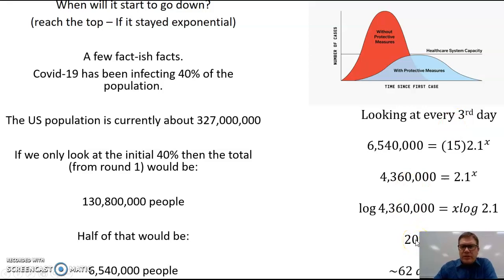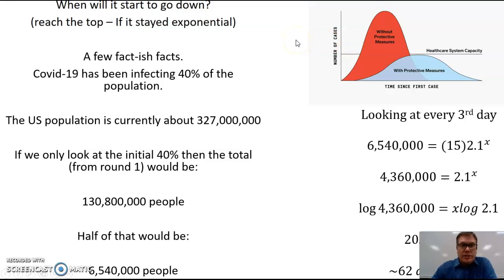So that ends up giving us 62, 63, something like that, days to get to the top of the curve. So we're looking at 2 months to get to the top, and then if it was symmetrical, another 2 months to get to the bottom.